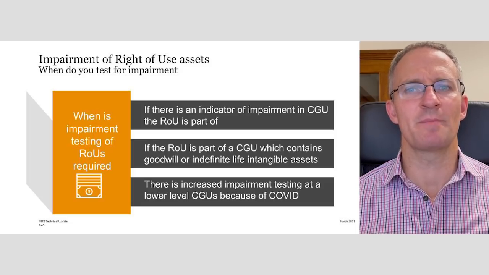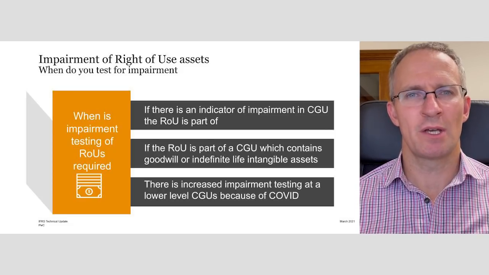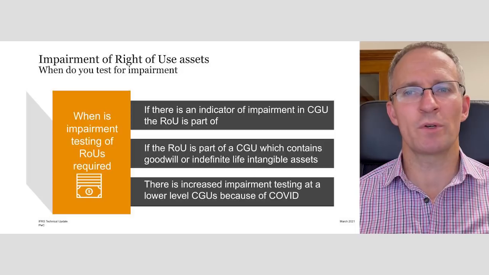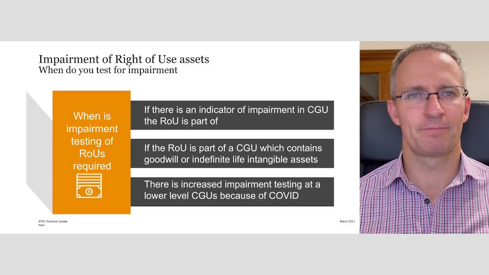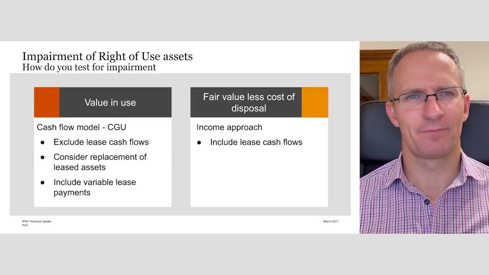Where we have seen the greatest impact lately is in retail, where each store is a CGU, and COVID has meant that stores are closed or operating at a significantly reduced capacity, resulting in more testing of individual stores that may not have been required in the past. How do you test? Recoverable amount.